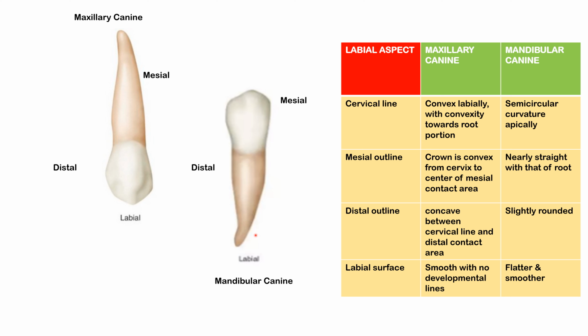Coming to the distal outline, in the maxillary canine, the distal outline shows a concavity between the cervical line and the distal contact area, whereas in the mandibular canine, it is slightly rounded as we can see in the diagram. Coming to the labial surface, the maxillary canine shows no developmental lines and it is smooth, whereas in the mandibular canine it is smoother and flatter as compared to the maxillary canine.